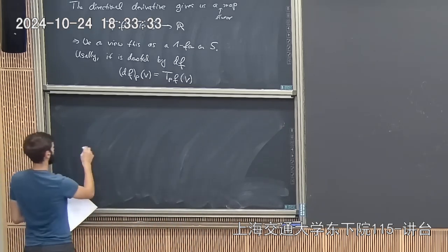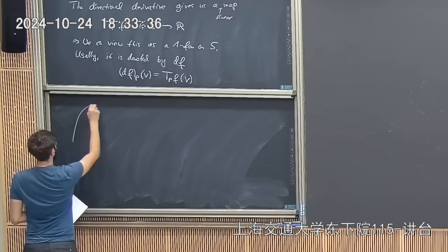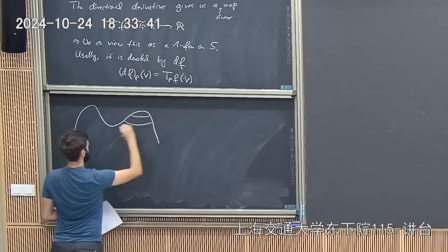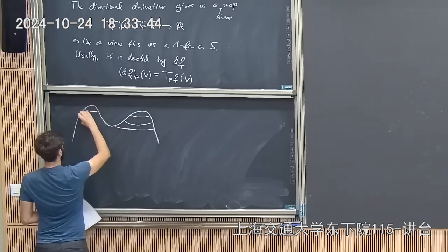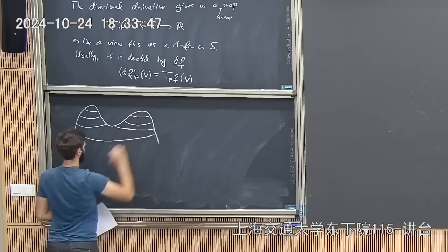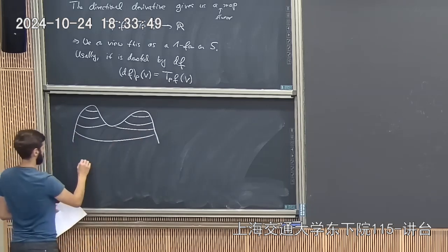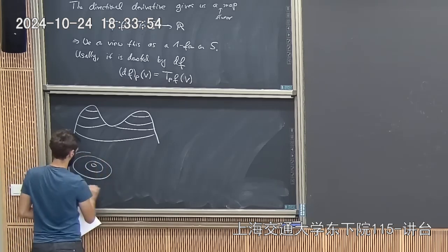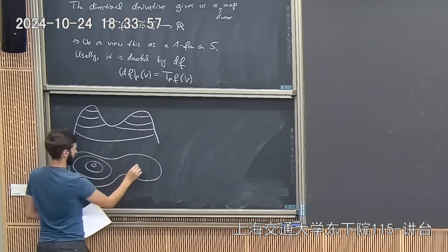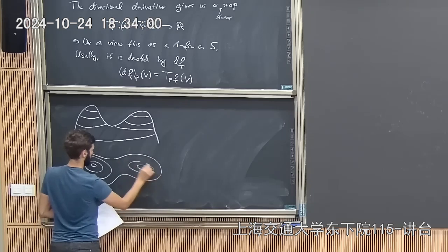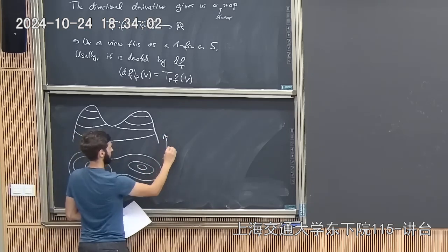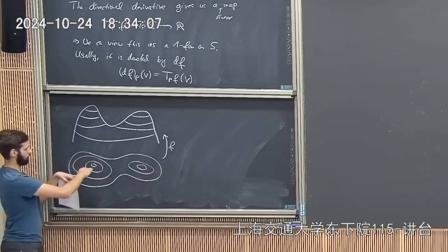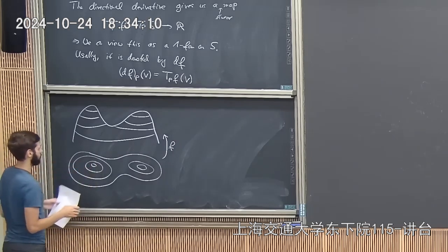So maybe you want to think of that function as giving you the height of certain mountains. You have a mountain, and you can think of this function as a function that describes the height of the mountain. And then you get a certain level set, if you look at the contour of the mountain.